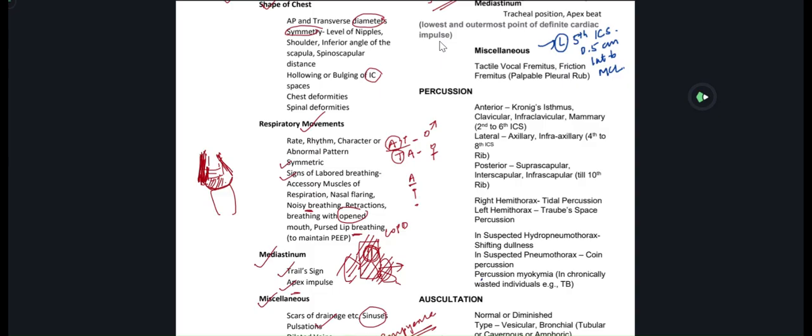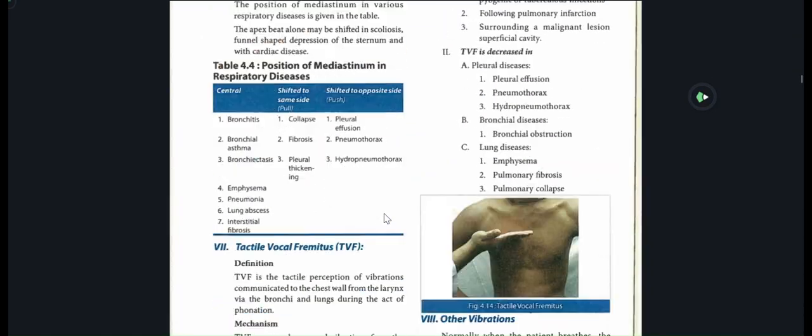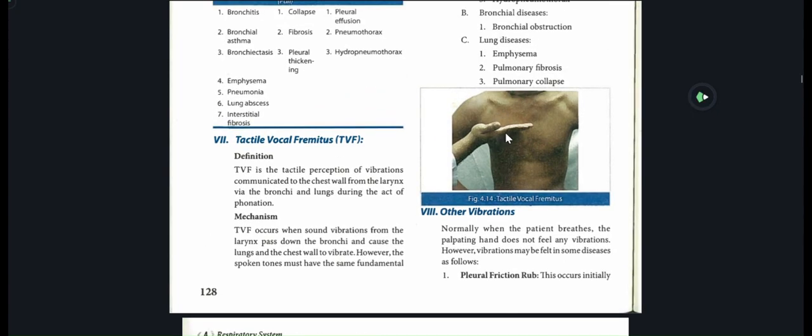If it is increased on one side, it might be suggestive of consolidation. If it is decreased and not felt, it can be because of pneumothorax. So those are the parameters which we have to look for. This is how you have to place your hands, I told you. The ulnar border of your hands has to be placed in the intercostal spaces to feel for those vibrations.